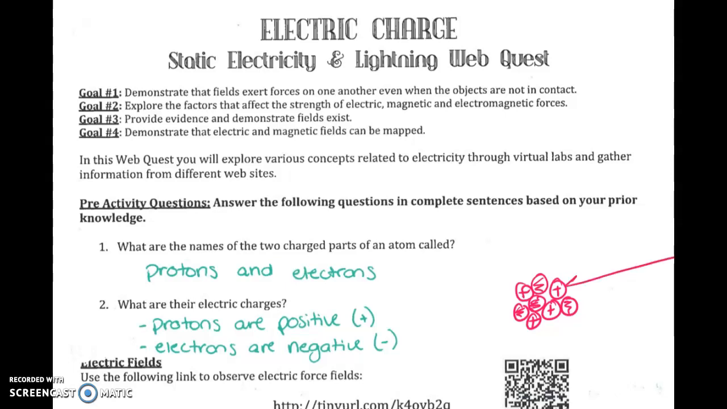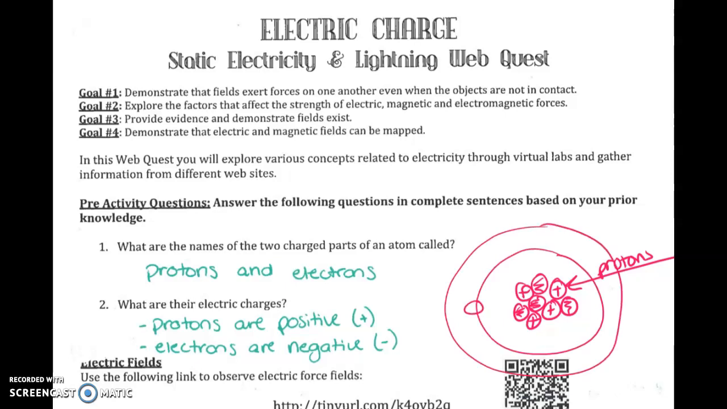Okay, so you have protons, and then neutrons are neutral. So those things do not have a charge. Around the nucleus of the atom, orbiting it, you have electrons. And electrons have a negative charge. So that's where we're getting this information here. Protons are positive, electrons are negative.